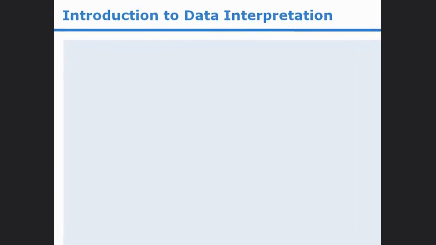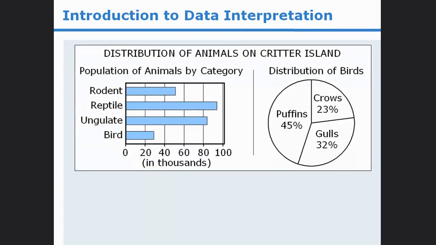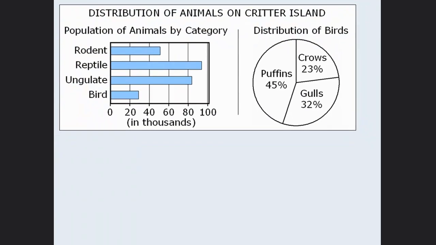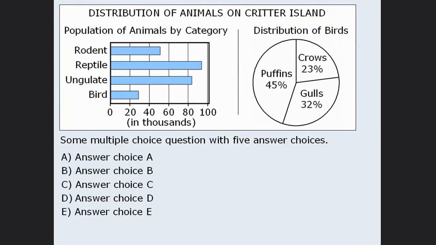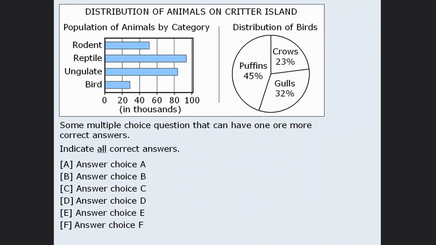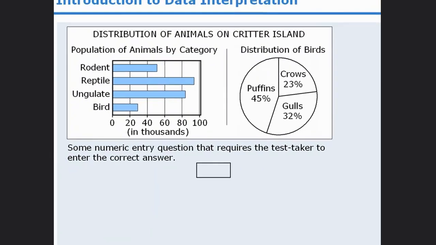In this lesson, we'll take an introductory look at data interpretation questions on the GRE. These questions feature some sort of visual information, such as a graph, chart, or diagram, which you must use to answer regular multiple choice questions, or multiple choice questions with more than one correct answer, or numeric entry questions.